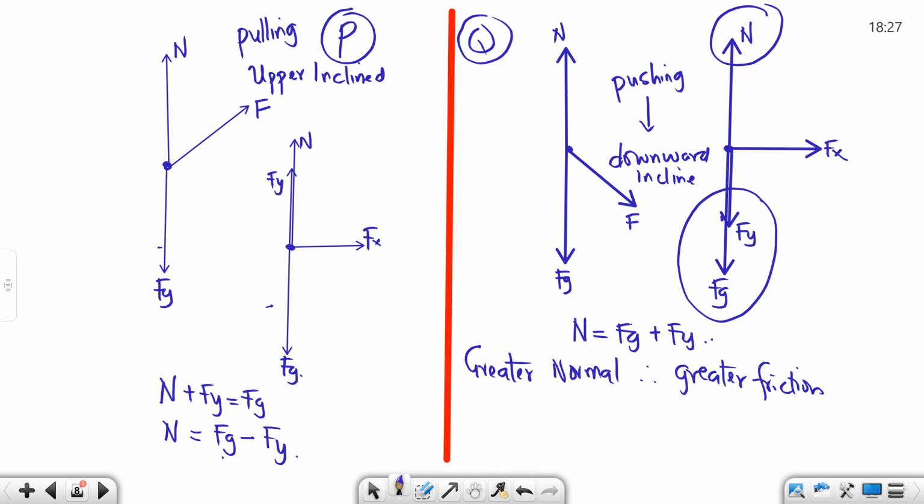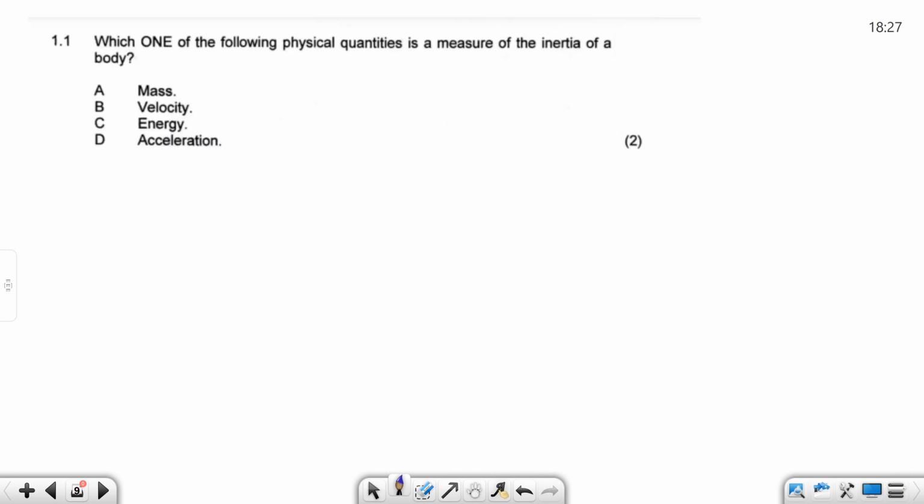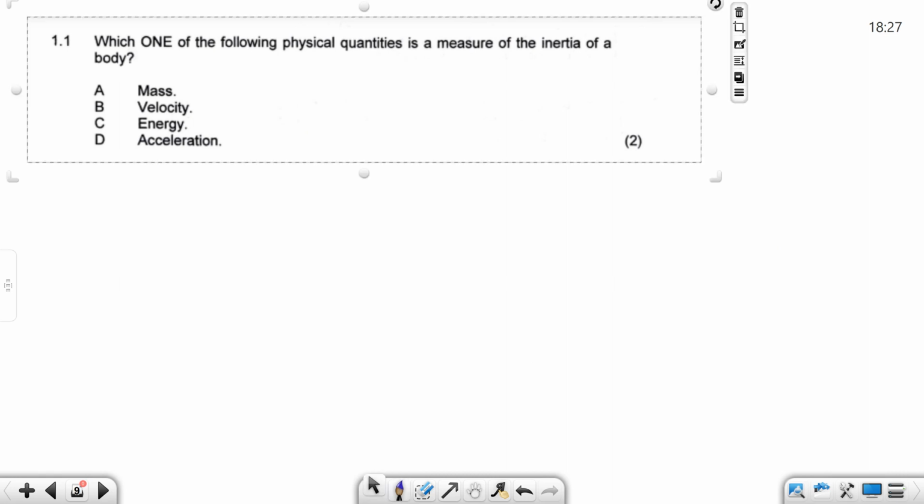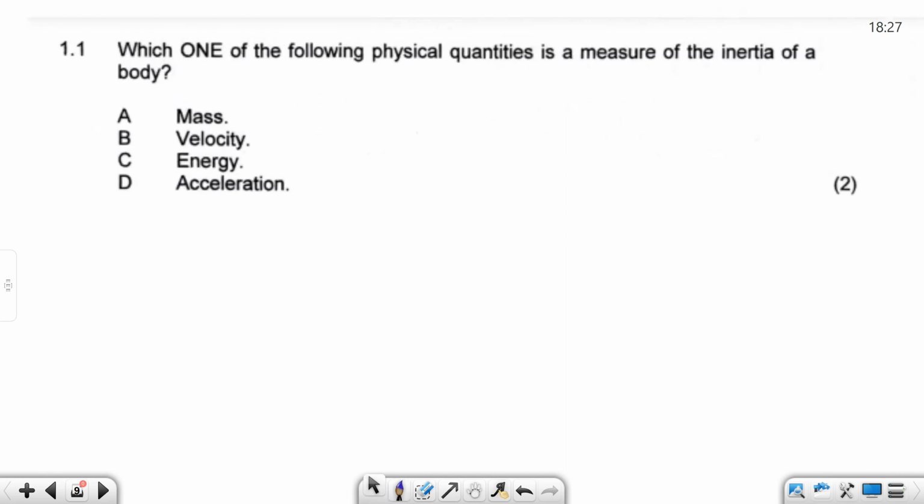Answers are always in the free body diagram. Okay, let's go. I want to have fun again. Let's answer these 2 marks. Easy. This one is 2 marks.